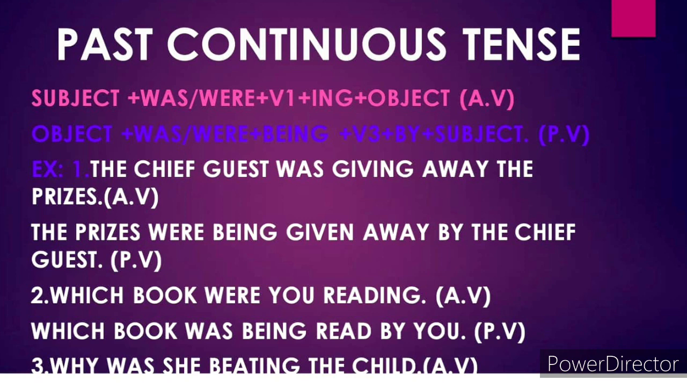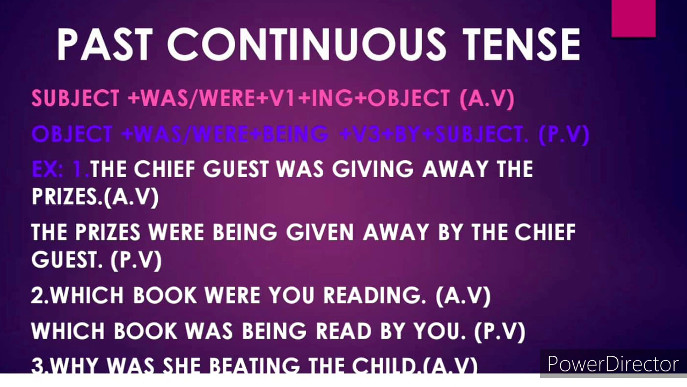Continuation of active voice and passive voice. Past continuous tense. Structure: subject plus was, verb plus v1 plus ing plus object. It's an active voice structure. Object plus was, verb plus being plus v3 plus by plus subject. It's a passive voice structure.